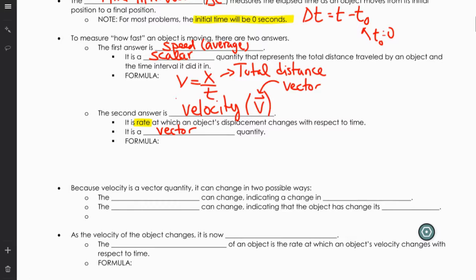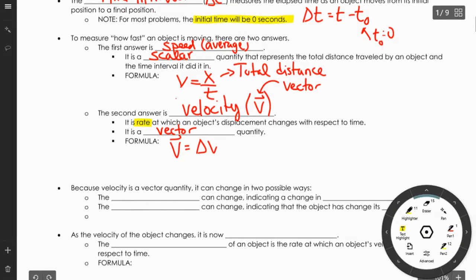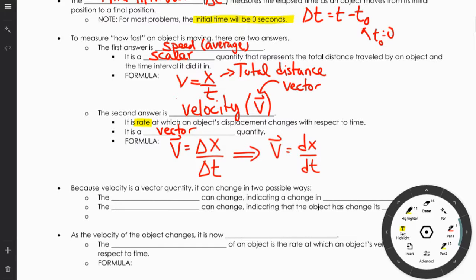So here we have to include the direction. And the formula, again, we go back to this idea of rate. It's simply the rate at which the position changes. So change in position is represented by delta x, and then we have our delta t. What we'll learn later is the calculus version of this formula, where it's dx/dt, which just tells you that the velocity is the derivative of the position function.